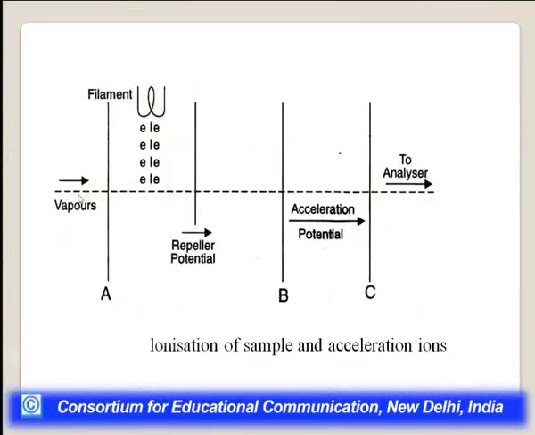So, this is the representation. These are the vapors. This is the tungsten filament, electrons are produced from here, then the repeller potential, then the acceleration potential and the analyzer. So, we have to produce a molecular ion, then the fragments of different ions produced by the fragmentation pattern of an organic molecule. They have to be accelerated in part B and then analyzed.